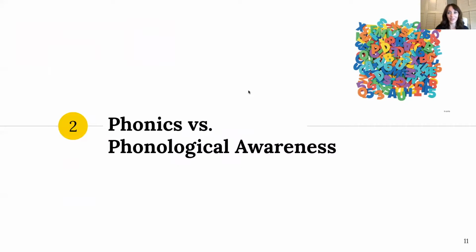Now that we know a little bit about the reading brain, and I made such a big deal about that front part of the brain where they're listening for sounds and processing sounds, we need to say, hey, how do we teach that? How do we activate that part of the brain while they're reading? What do we do for instruction?